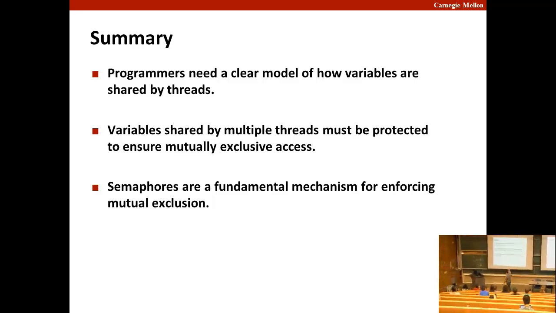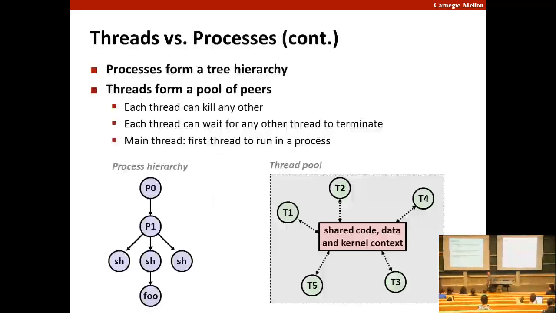Mutexes are a fundamental mechanism for enforcing mutual exclusion. Semaphores are a fundamental resource for enforcing at most n policies, where at most one is one such policy, right? At most one user.